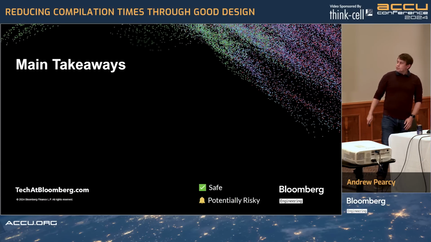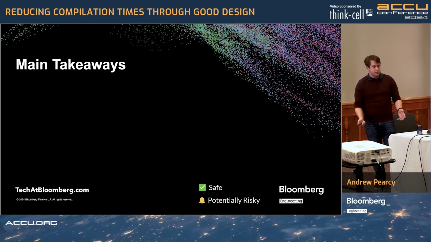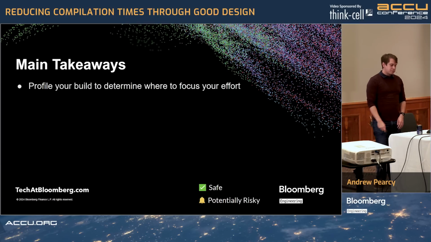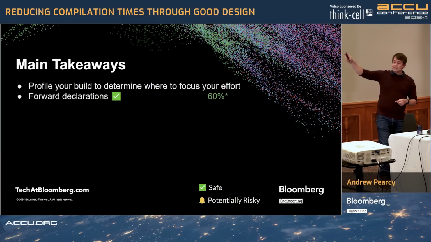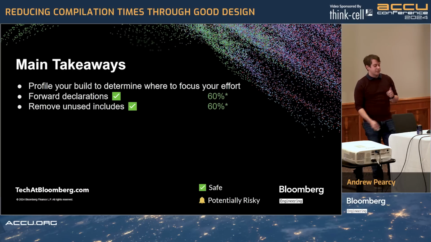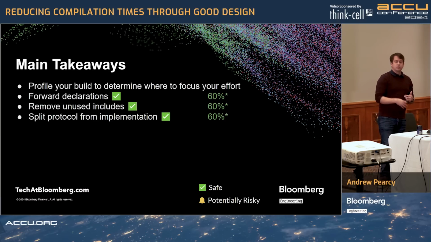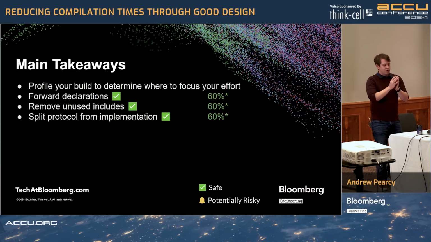That takes me on to main takeaways. Just a quick summary of everything we've been through. First thing, profile your build. Don't start trying to reduce your compilation time before you know where the time is actually spent. Forward declarations, I'm going to say it reduced our build time by 60%, with an asterisk, because it was in combination with removing unused includes and in combination with splitting protocol implementation, just trying to remove the interdependency between all of your code.